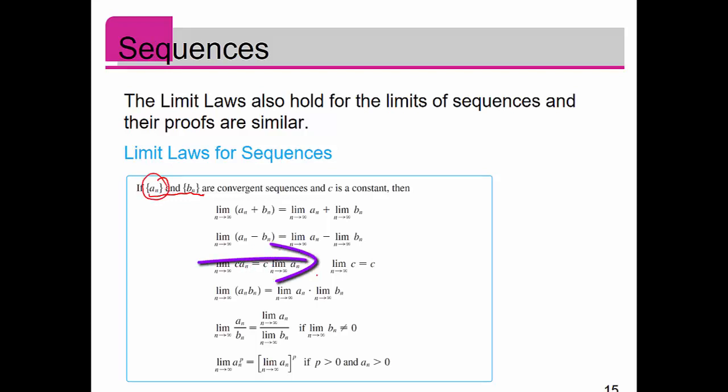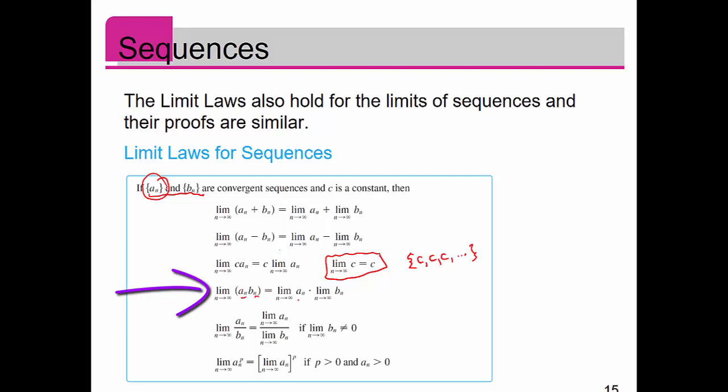It's also true that the limit of a constant sequence, a sequence where every term is c, will be that constant. If the limits of the sequences exist, I can find the limit of the product as the product of the limits. The quotient one works as long as the limit of the denominator doesn't go to 0.